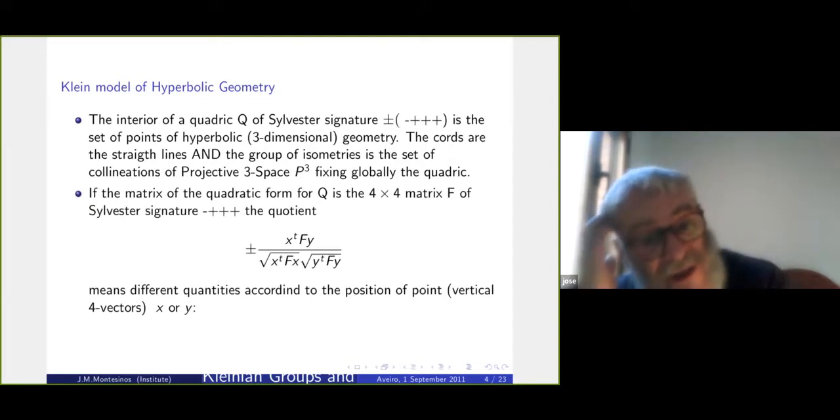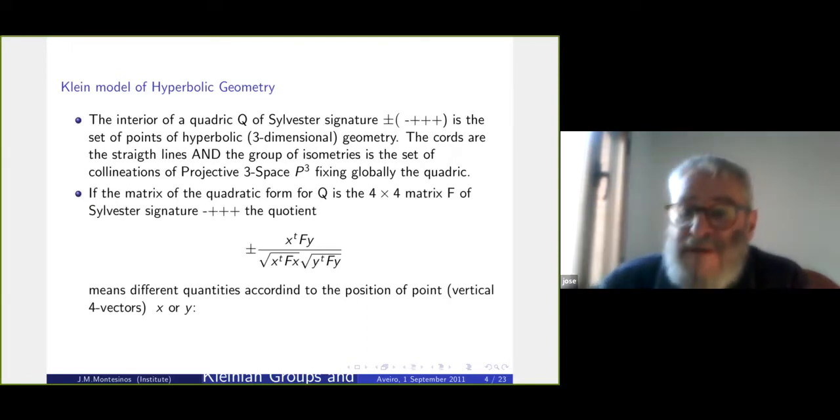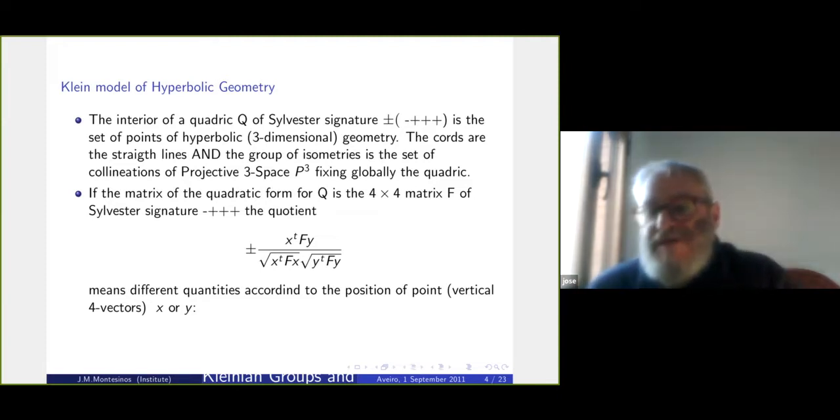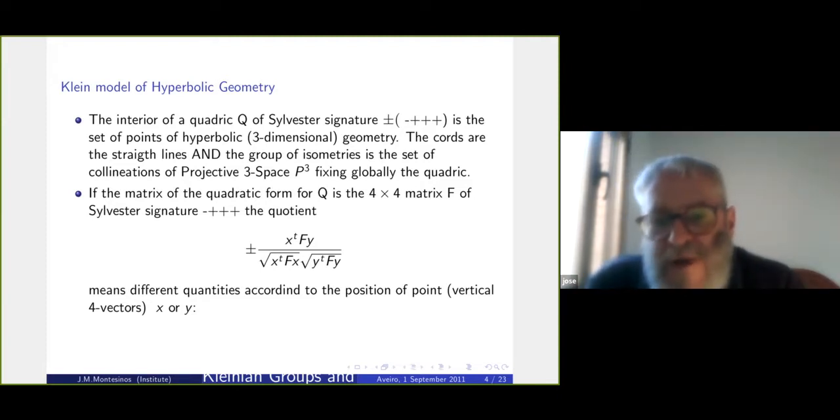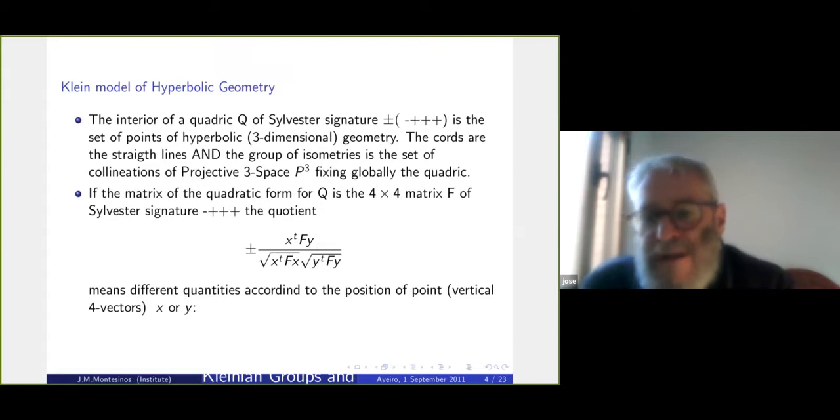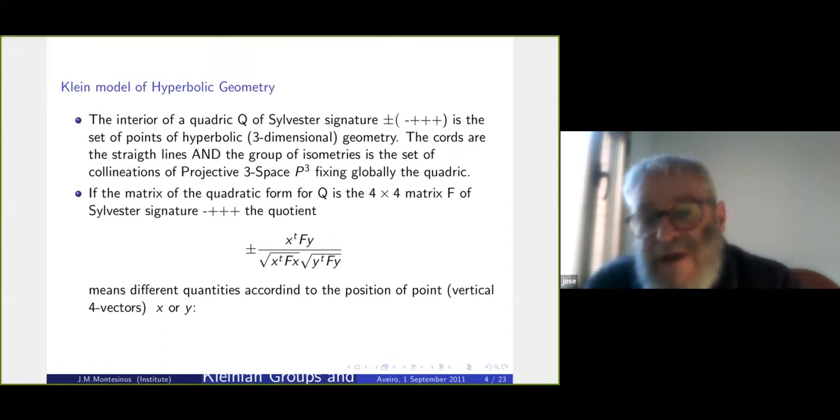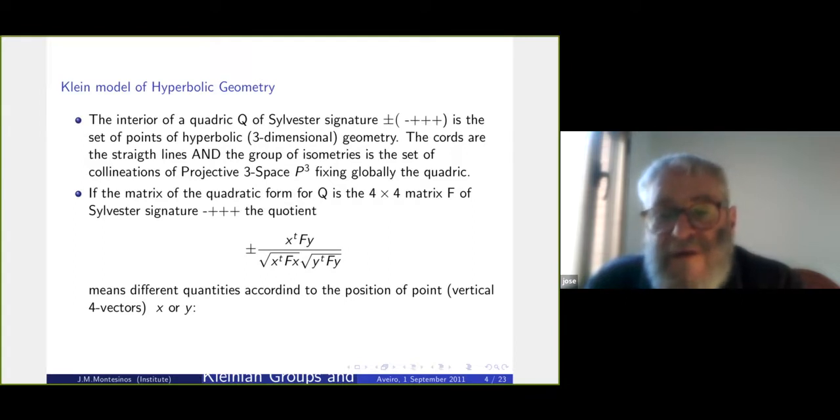If the matrix of the quadratic form for Q is the 4x4 matrix F of Sylvester signature minus, plus, plus, plus, for instance, the diagonal matrix minus 1, 2, 3, 4, then consider this quotient. x^T is a horizontal vector, you can imagine the vector 1, 3, 4, 5, and y is a vertical vector, 7, 8, 9, 10, and F is the matrix.